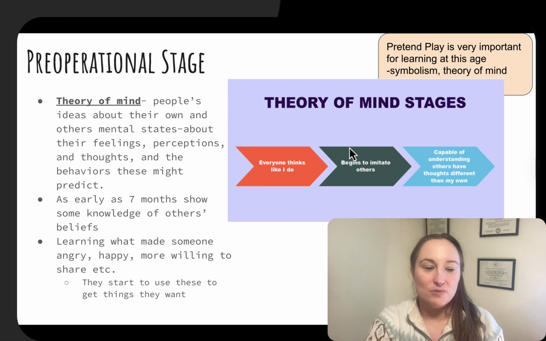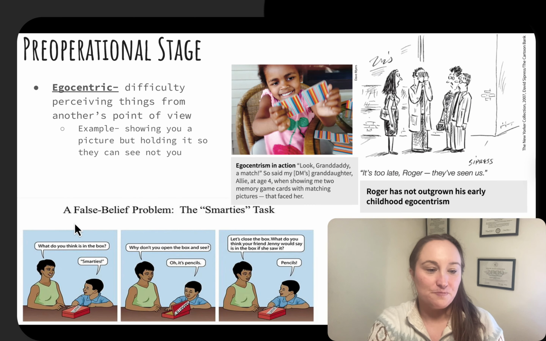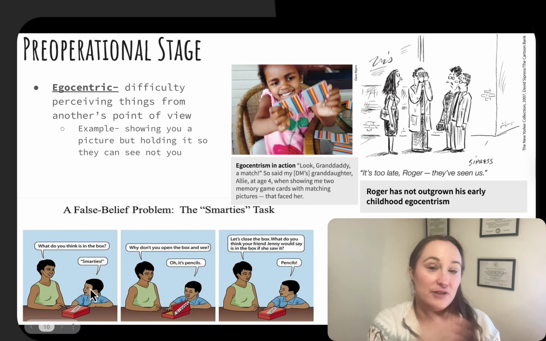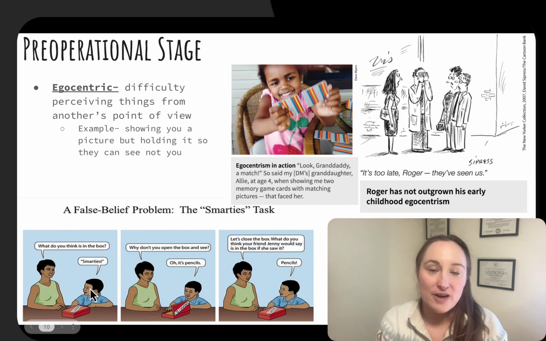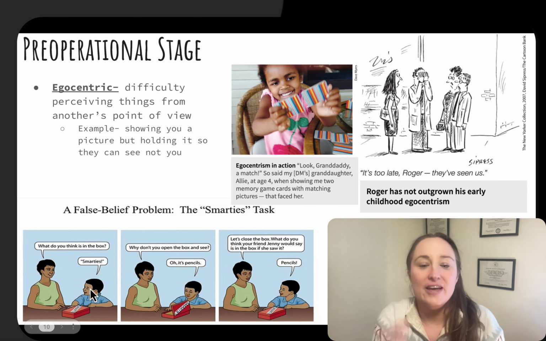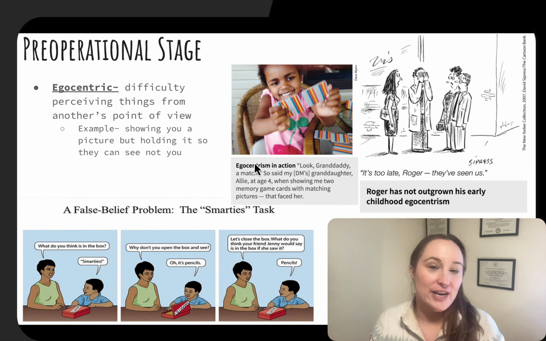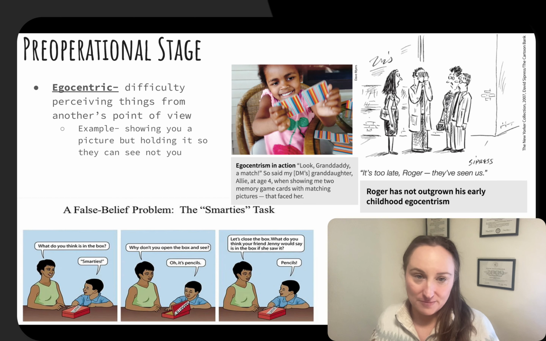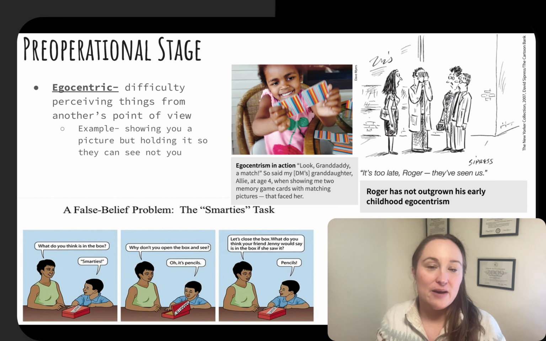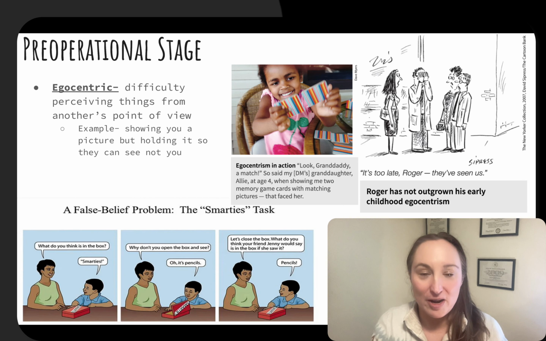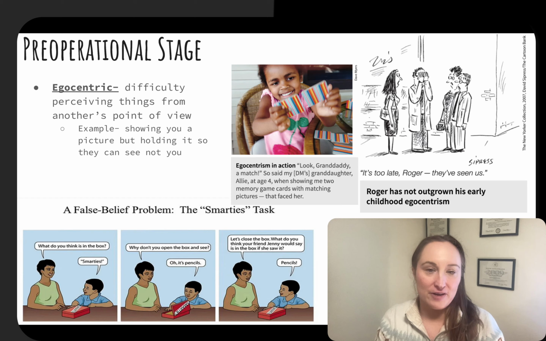So the best way to explain this is an example. So you have this box of Smarties. What do you think's in the box? Smarties. Open the box. Pencils are in it. Huh, silly. Okay, let's close it up. Bring your friend Jenny in. What is Jenny going to think is in this box? If they say pencils, because they know there's pencils in the box, they are egocentric. If they say Smarties, they have theory of mind.